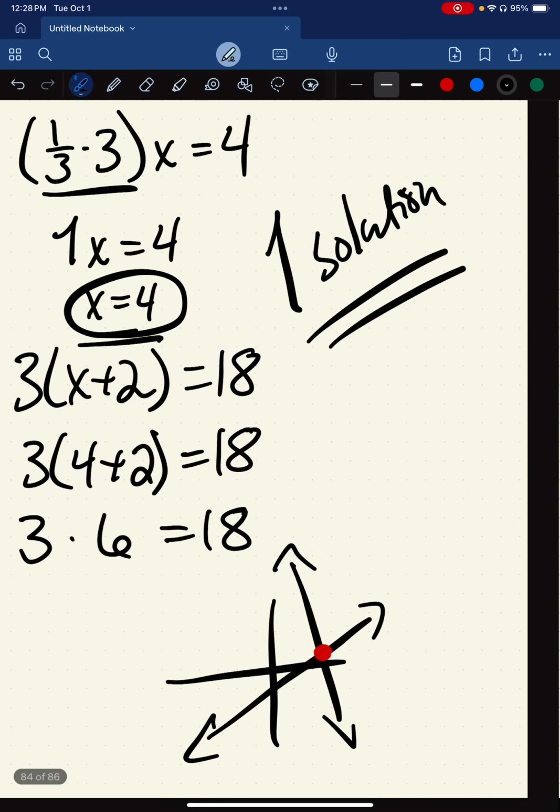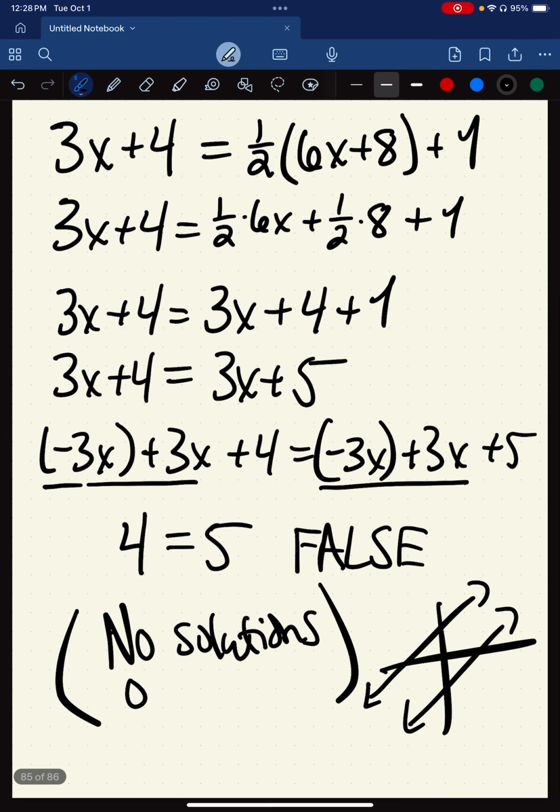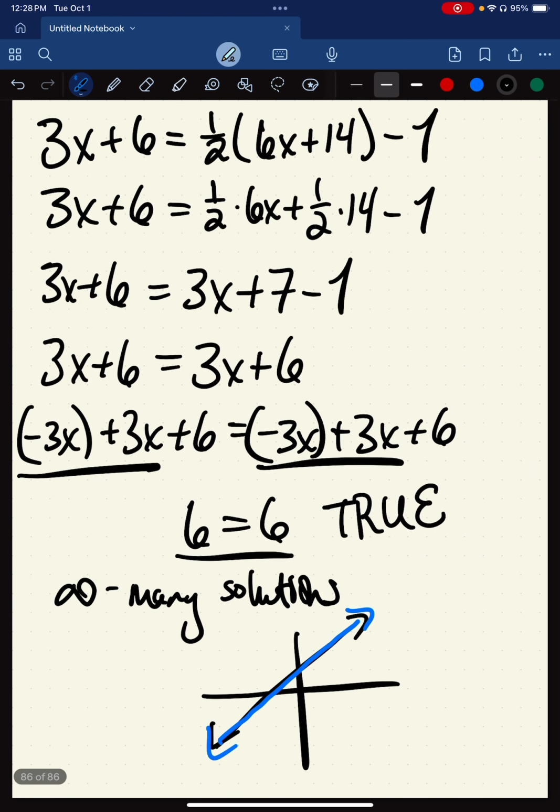And those are the three options. They can either be one solution, which is where they cross once, no solutions, which is where they never cross, or infinitely many solutions, which is where they cross everywhere. There are no other options for linear equations.